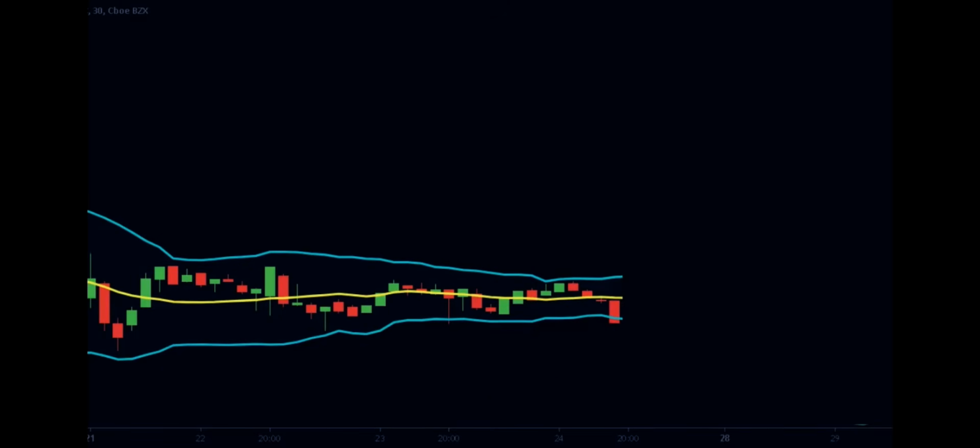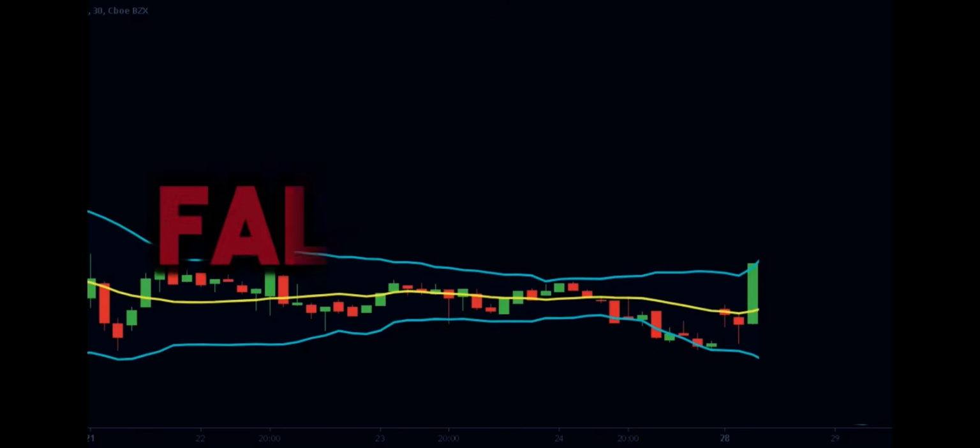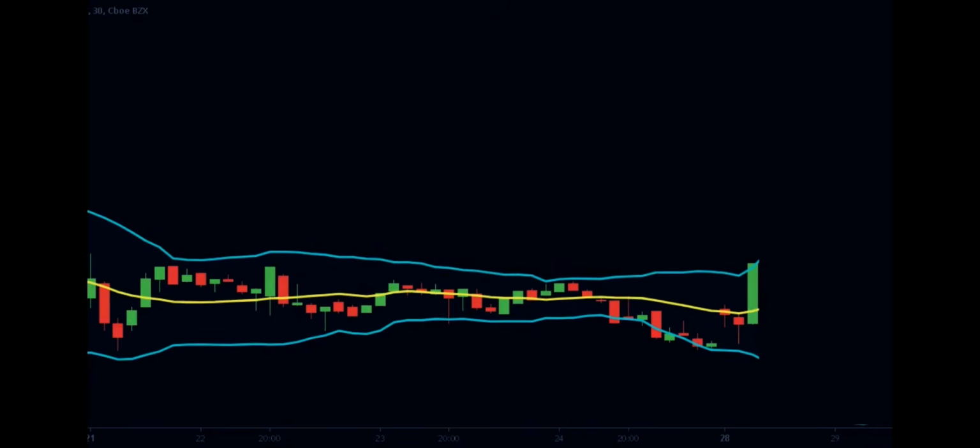But look at what happened next. The price reversed and made a move on the upside. Hence, this was a false signal. How do we avoid these losses? In the early years of my trading, I tested this strategy several times, and I actually found a way of avoiding these false signals. Let us go back to step 1.